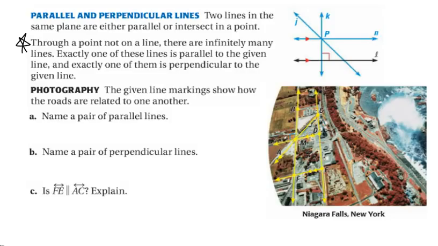So in our picture over here with the Niagara Falls in New York, we see all these different yellow lines drawn on here. And if you can see, there are some letters. There's C, D, A, point M is right here, B, F, and E. And I want you to find and name a pair of parallel lines.